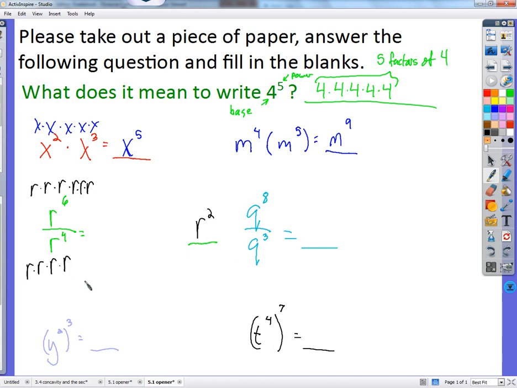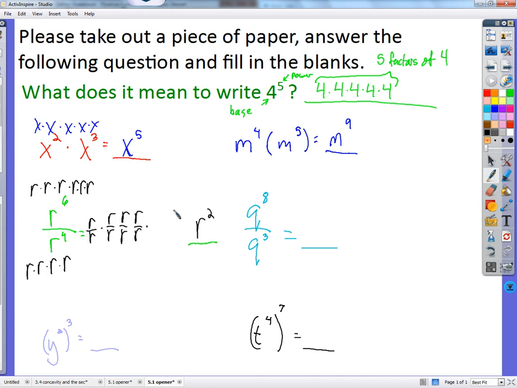So we could really write this as the product of a bunch of fractions. Here are the bunch of fractions right here. You've got R over R times R over R times R over R times R over R. Well, so far we have R to the fourth over R to the fourth. The reason we can do that is because when we multiply fractions, we multiply straight across.